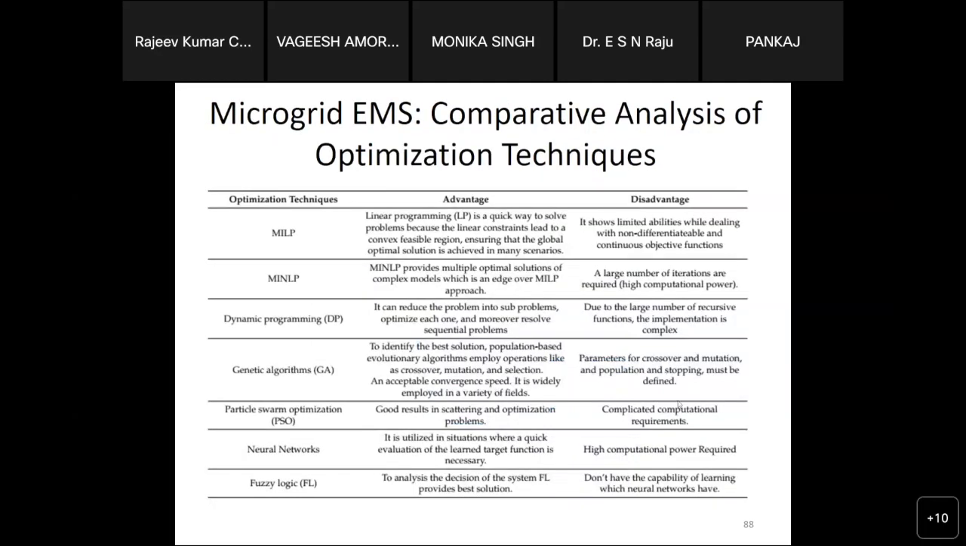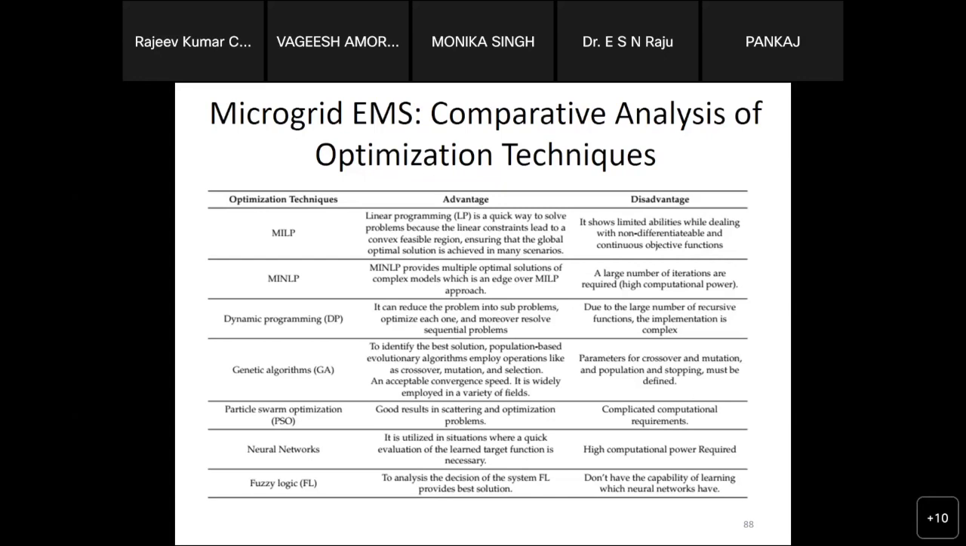So here I have given the comparative analysis of the different optimization techniques. As we can see, all the optimization techniques have their own advantages and their own drawbacks. AI-based techniques can be utilized whenever a quick evaluation of the learner target function is necessary. Fuzzy logic can be utilized when we want to analyze the decision of the system, in which case fuzzy logic will provide the best solution.